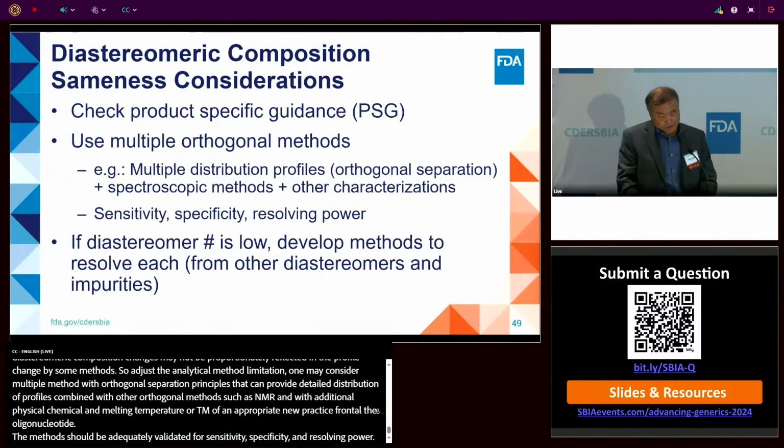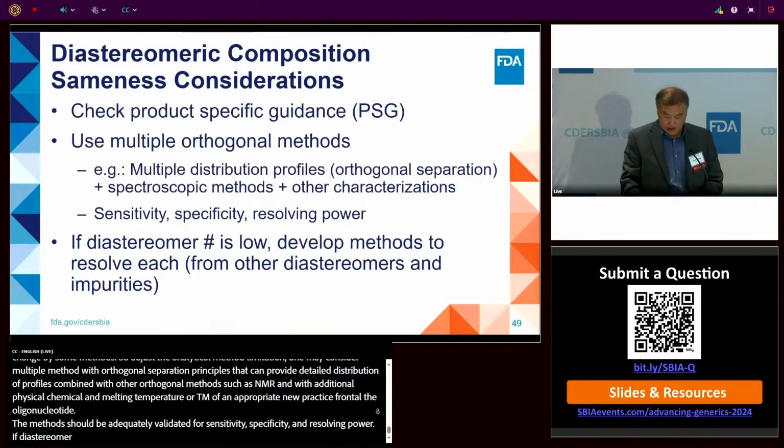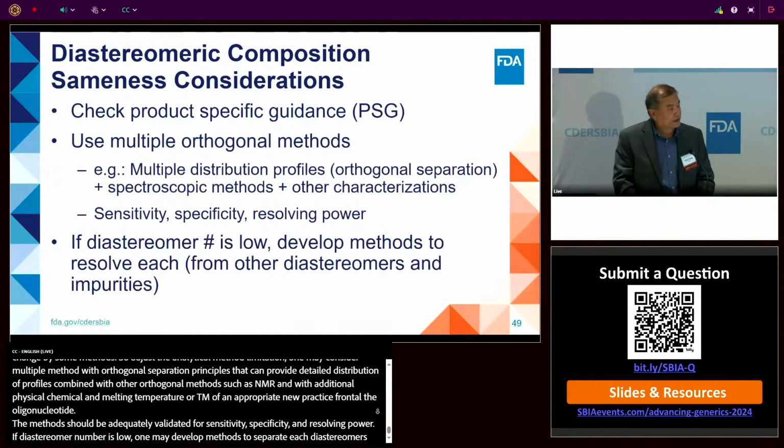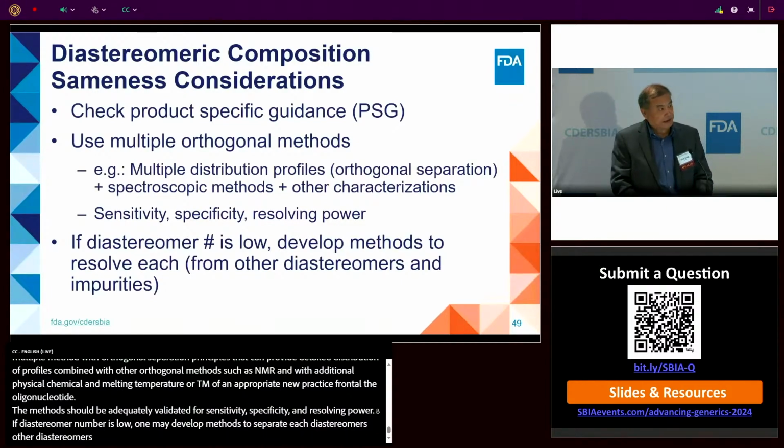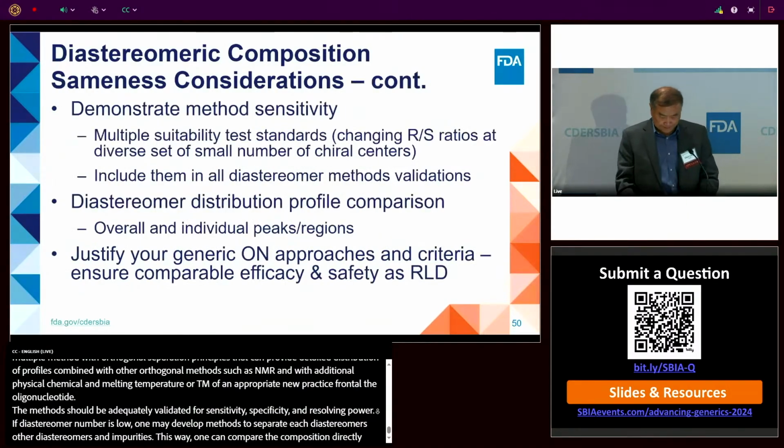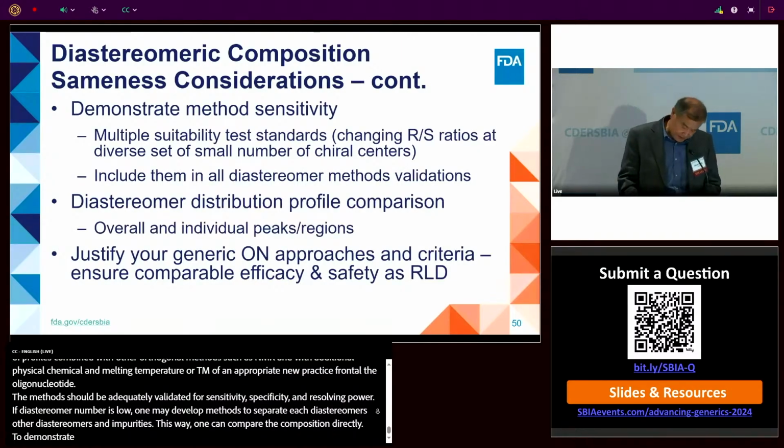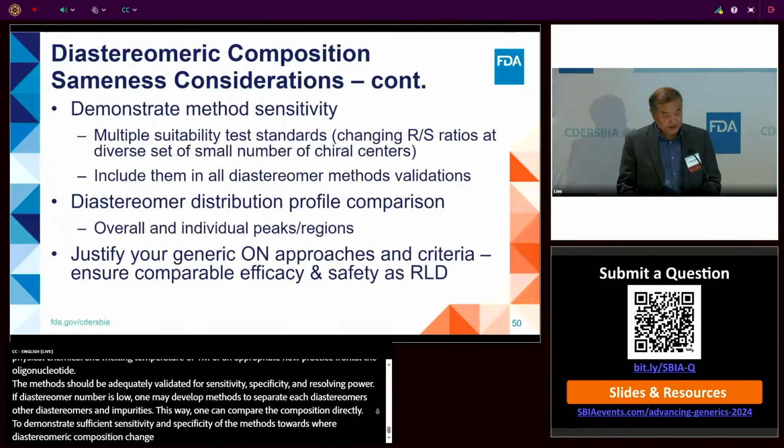If the diastereomer number is low, one may develop methods to separate each diastereomer from other diastereomers and impurities. This way, one can compare the composition directly. To demonstrate sufficient sensitivity and specificity of the methods towards various diastereomeric composition changes, one may consider making multiple suitability test standards for method development and validation.